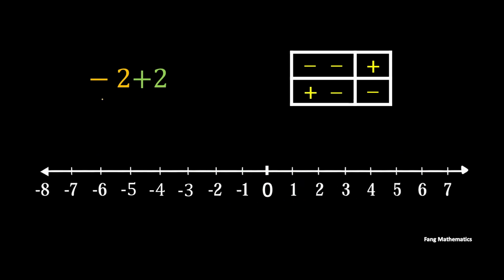Moving on, you should start from -2, and the plus sign tells you you are to move towards the right. And for 2 units, 1 unit, and 2 units, and you land on 0, so 0 should be your answer.